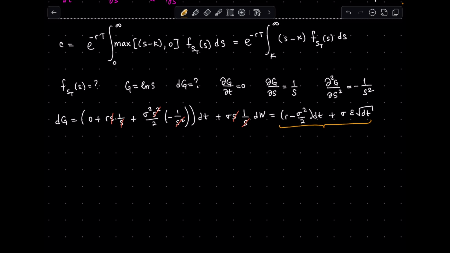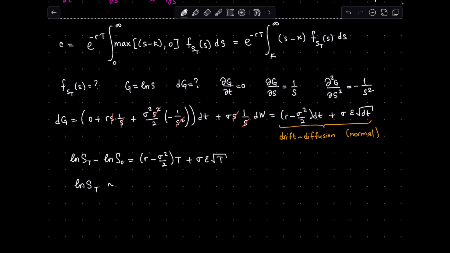This gives us a drift diffusion process, which is a generalized linear process, and this is known to be normally distributed. So if we integrate from the initial to the final time, we see that the log of S_T is normally distributed with this mean and variance. By the way, here we use the fact that the variance of epsilon is equal to 1.